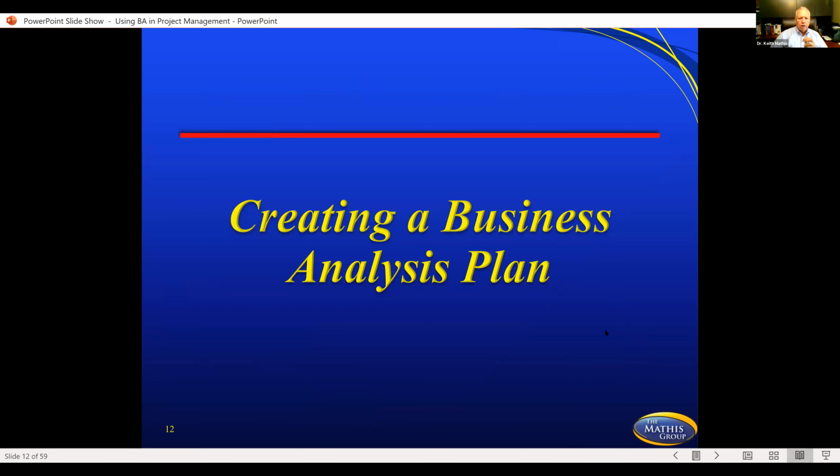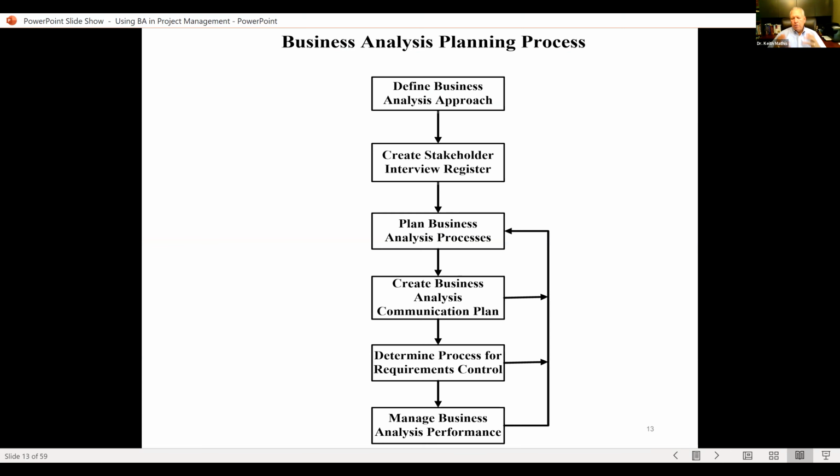All right, so let's start off with creating a business analysis plan. This would be very important to a BA. Here's the process of some of the components that we would put in there: defining the business analysis approach, creating a stakeholder interview register. This is a group of people that we're going to interview to gather more details about the project. Plan business analysis processes. What processes are we going to need to use? Create the business analysis communication plan. Now, you're going to have the project manager on there, but you could have multiple customers on there that you're interviewing with. Determine the process for requirements control.